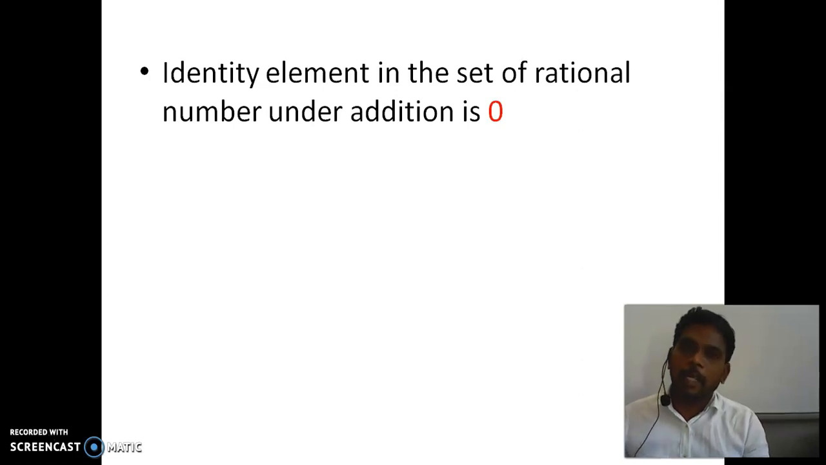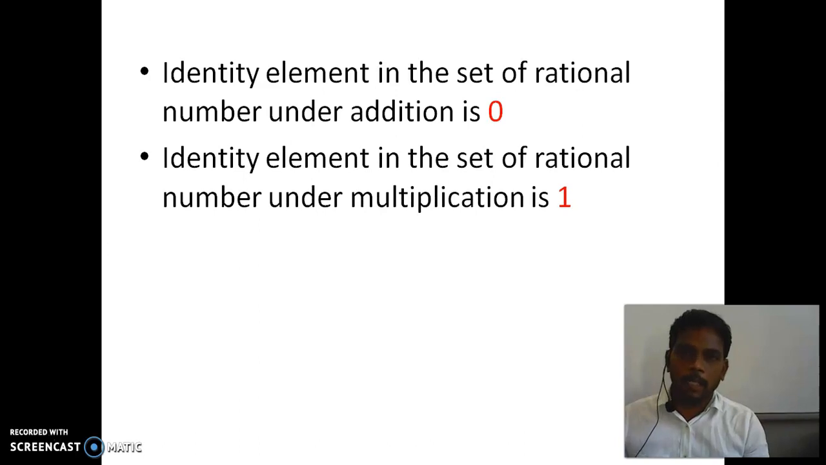And similarly, in multiplication, 1 is the identity element. That is, if you multiply a rational number with 1, you will get the same rational number again. That's why 1 is called the identity element of rational numbers under multiplication.